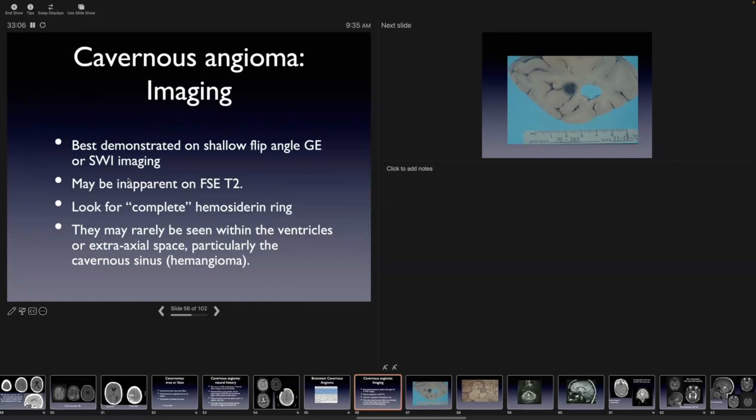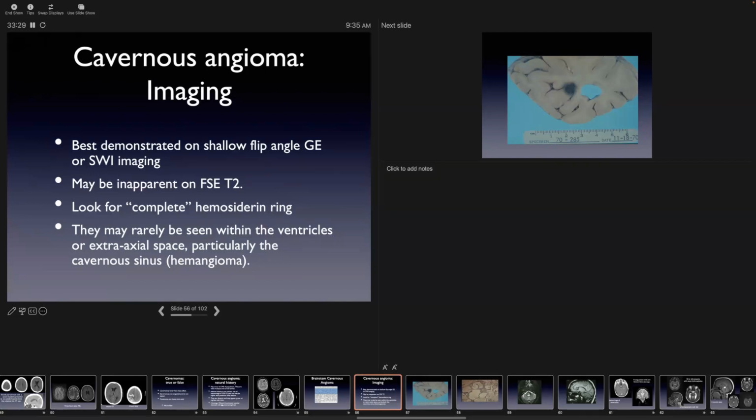And that is because we're looking for the susceptibility effect of the hemosiderin from repeated hemorrhage. These can be inapparent on fast echo T2 weighted imaging, particularly when they're small. That's why I would say when you're doing epilepsy imaging, you need to include some sort of gradient echo or SWI imaging if you're going to identify the cavernomas.